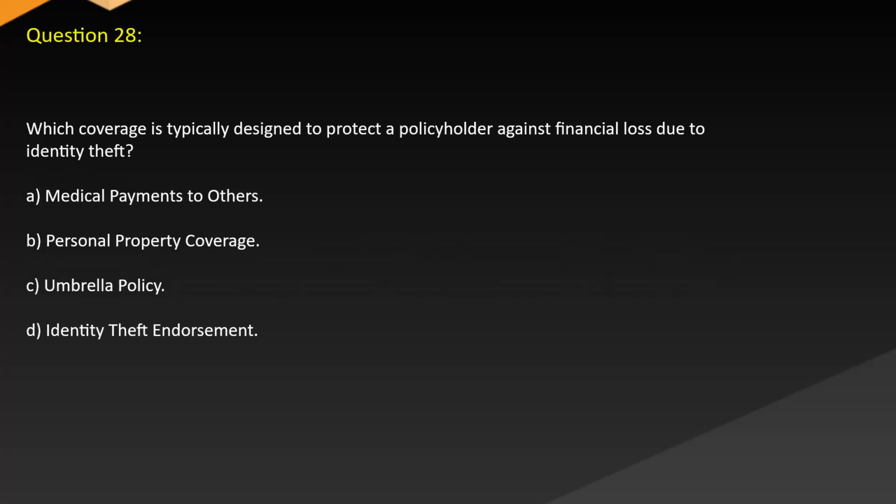Question 28. Which coverage is typically designed to protect a policyholder against financial loss due to identity theft? A. Medical payments to others. B. Personal property coverage. C. Umbrella policy. D. Identity theft endorsement.